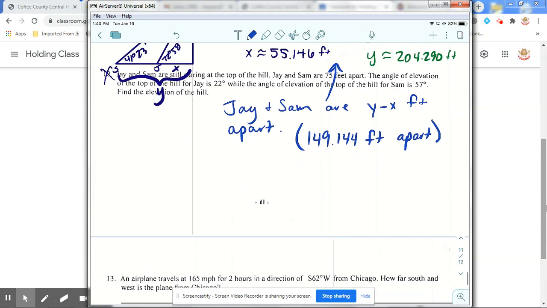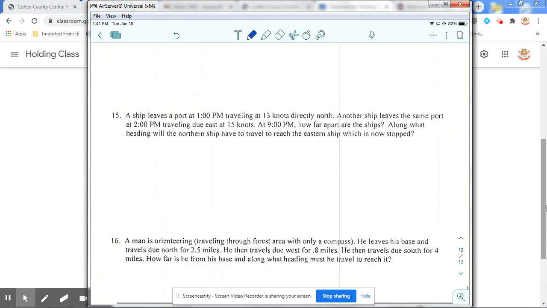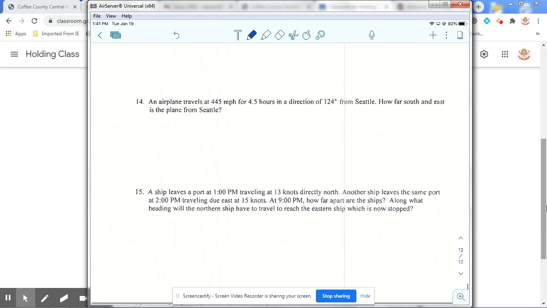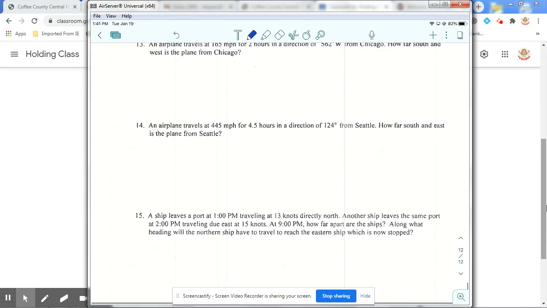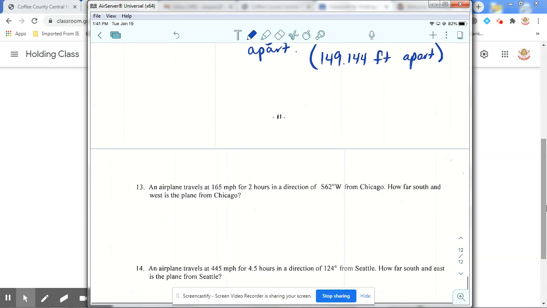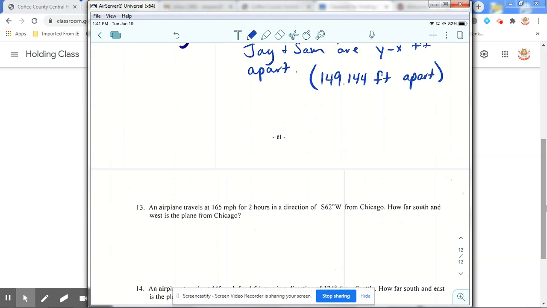Okay, so your assignment today is to do that on page 12, the 13 through 16. And then if you have extra time, you can go ahead and start working on the review, but the review will be the assignment for tomorrow. And the test will be the next day.